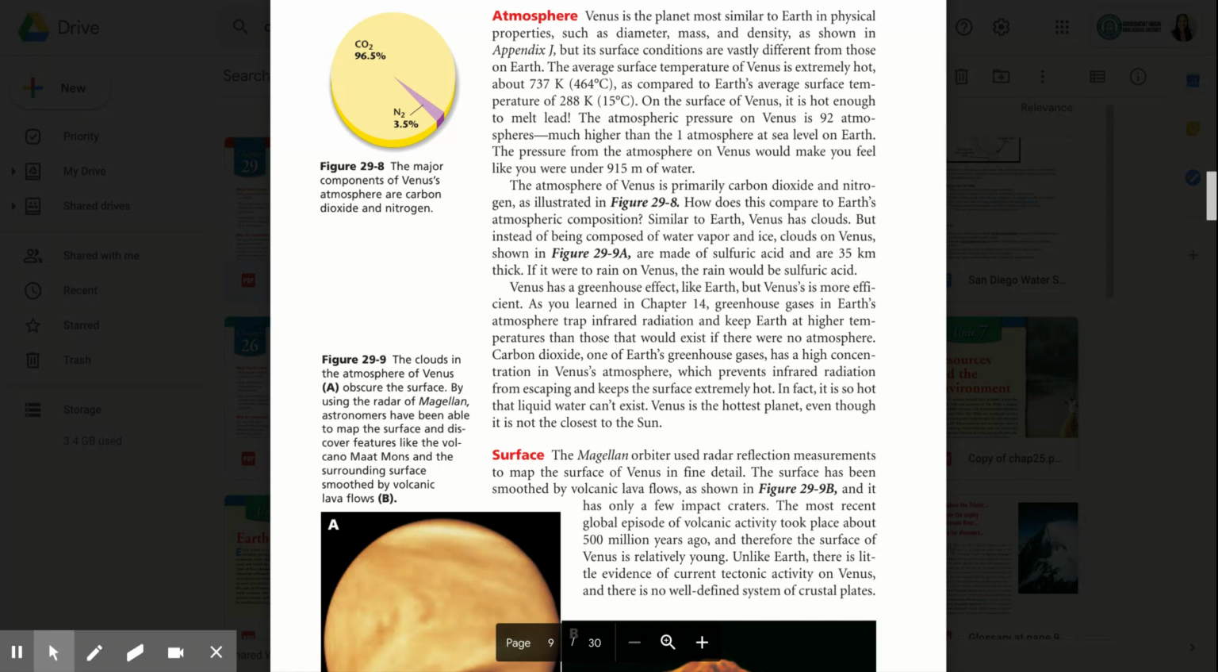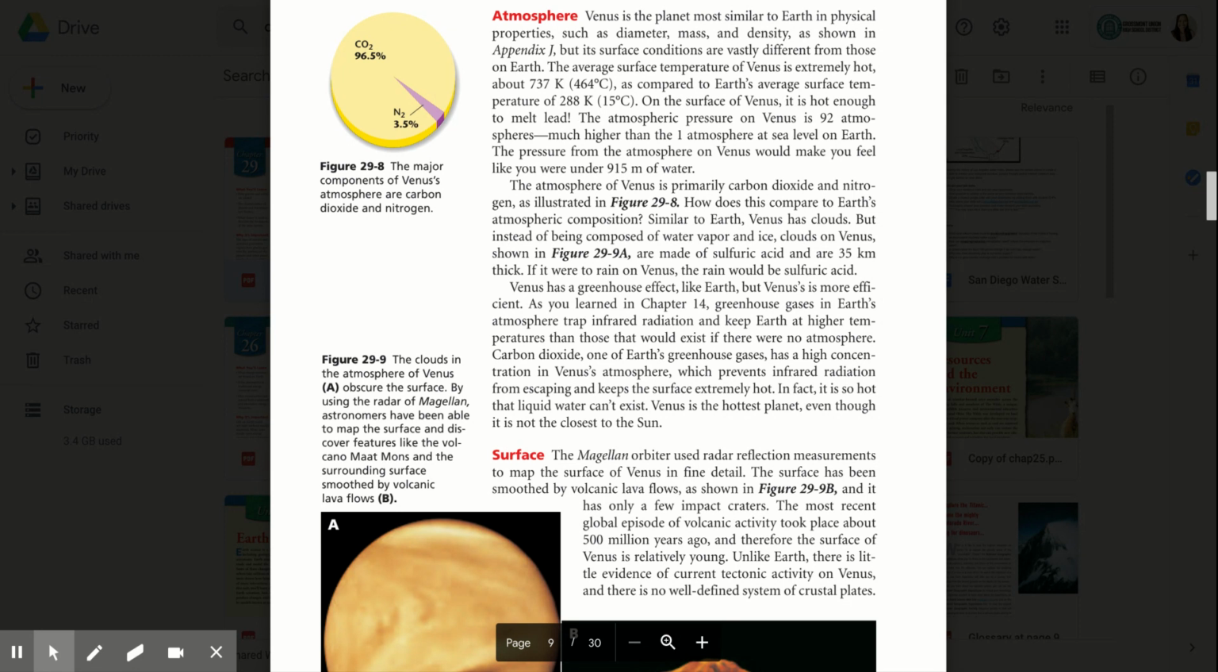Similar to Earth, Venus has clouds, but instead of being composed of water vapor and ice, clouds on Venus, shown in Figure 29.9a, are made of sulfuric acid and are 35 kilometers thick. If it were to rain on Venus, the rain would be sulfuric acid. Venus has a greenhouse effect like Earth, but Venus is more efficient.